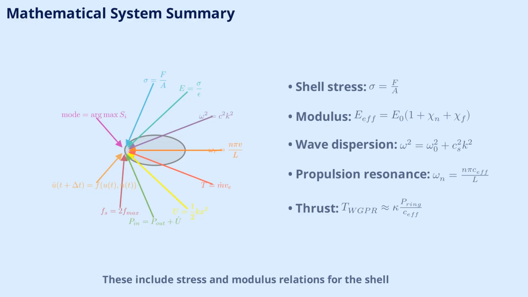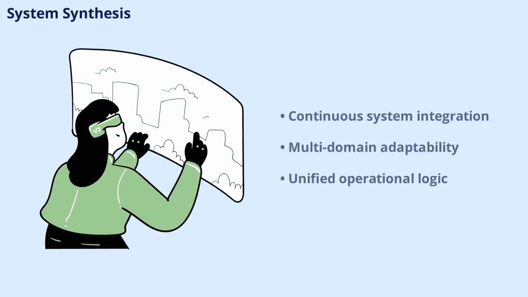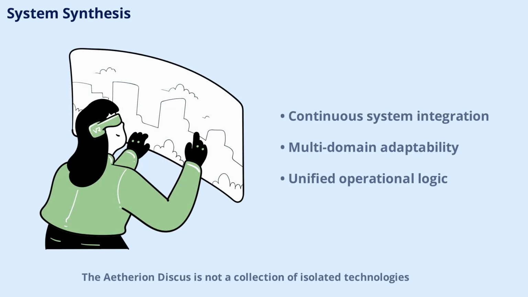These include stress and modulus relations for the shell, resonance and thrust equations for propulsion, energy storage and balance formulas, sensor sampling and prediction laws, and mode selection logic. Together, these equations ensure every subsystem operates at peak efficiency and adapts to changing conditions in real time. The Aetherion Discus is not a collection of isolated technologies. Instead, it's a continuous, integrated system where structure, waves, energy, sensing, environment, and steering all operate as one.